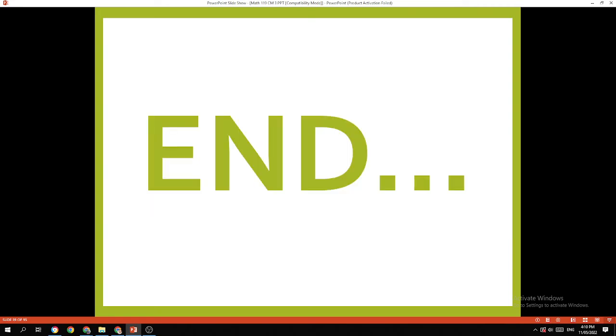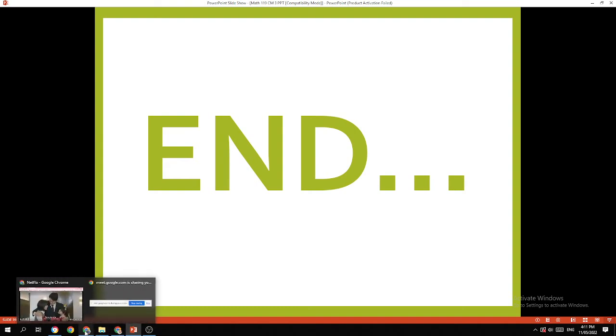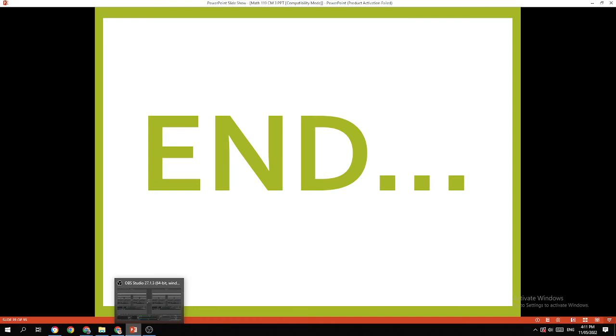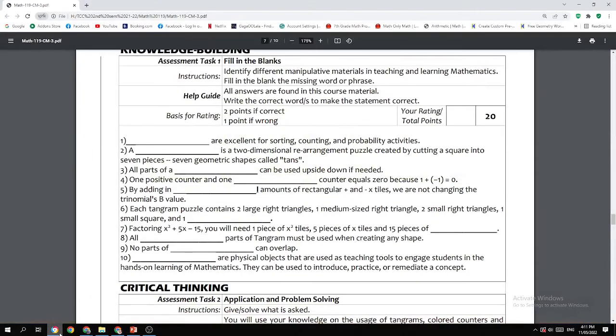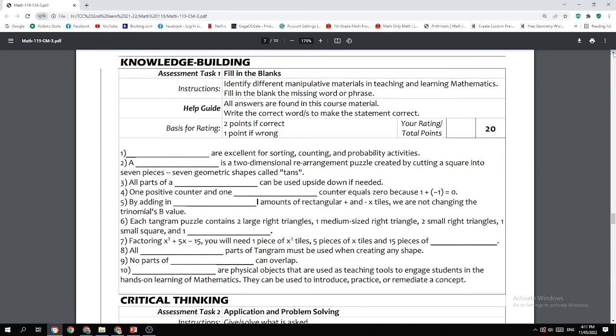Is this clear, by the way? Yes, sir. Okay. The algebra tiles will be discussed next week. Now, let's go to your CM. Where is your CM? This one. Okay, the CM, task number 1.